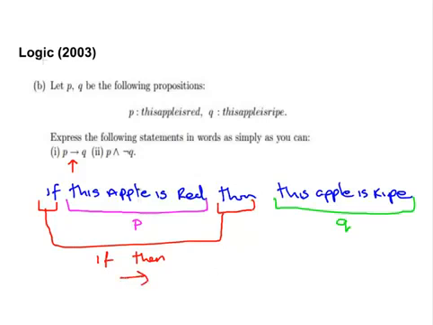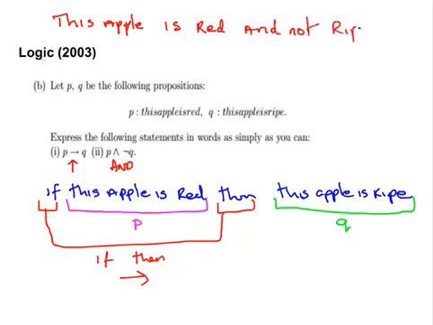The other one is P and not Q. So that's the and statement there. So P and not Q: this apple is red and not ripe. So that's P, that part there is not Q, and that's the and statement there. That's relatively straightforward, that one. So this apple is red and not ripe. Okay, so that's the first part of this question.